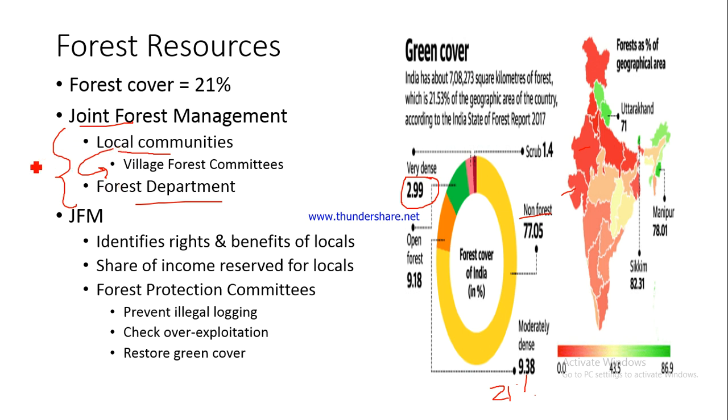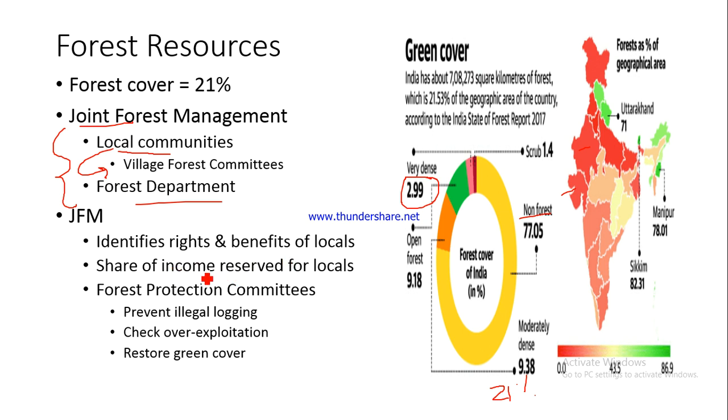Now JFM basically identifies the rights and benefits of the local people who are the inhabitants of the villages nearby the forest. So naturally they have got some rights. They should be given the right to use the resources generated by the forest. For example, if in the forest there are some medicinal plants growing, they should be given the right to harness those resources and to sell those resources in the market. So the joint forest management identifies such rights for the local communities, and it also identifies the benefits which should flow from the forest to the local communities, because the local communities are taking care of the forests.